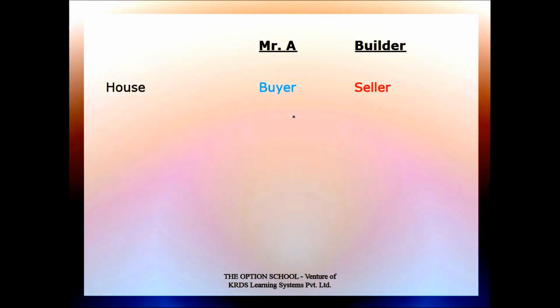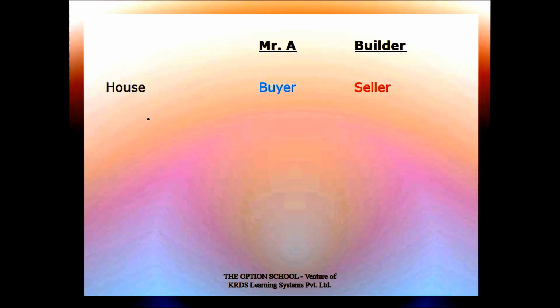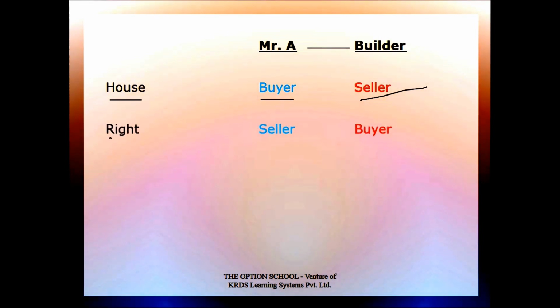Now in this case, again we are seeing two similar transactions going on simultaneously. One is for the house. For the house, the obvious buyer is Mr. A and the seller is the builder. But who has given the payment? Payment has been given by the builder to Mr. A. So the second transaction which is going on is about the right. As we have seen in our call option also, one transaction is for the house, the other transaction is for the right. Now since the builder has made the payment, the person who is making a payment is always a customer or always a buyer.